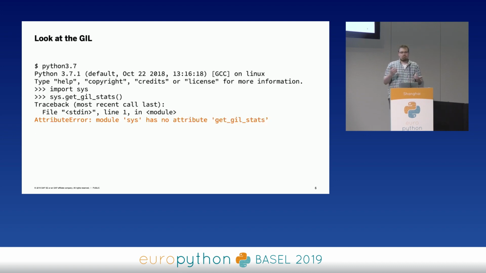It's probably easy. You just import some module, for example, sys for the Python interpreter, and then you ask the Python interpreter how it's going with the GIL. Sadly, that is not true. There is no simple function which you can use to get some GIL statistics, which means that we have to think about something else.